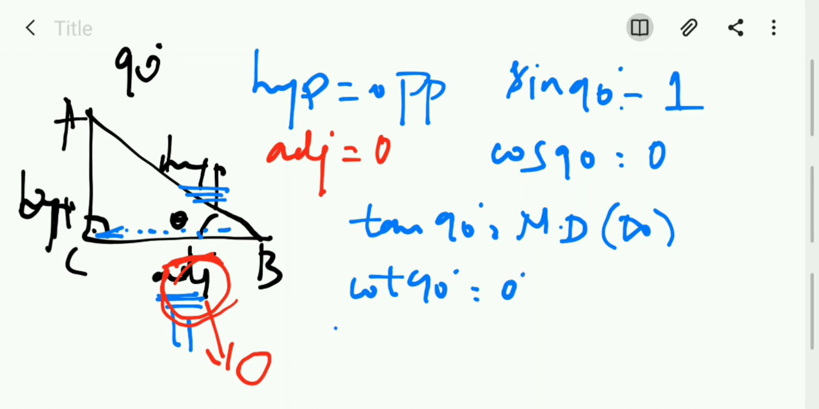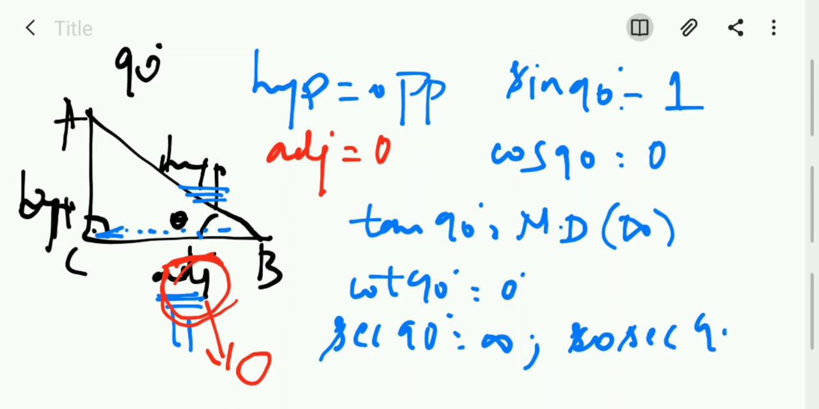And what is secant 90? Secant 90 is the reverse of cos, so 1 by cos. Cos 90 is 0, which is once again not defined. And what is cosecant 90? It is the reverse of sine, nothing but 1. Look, it's done. So these are very simple.